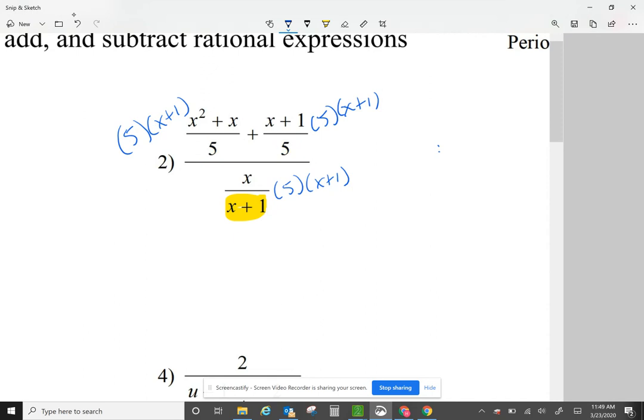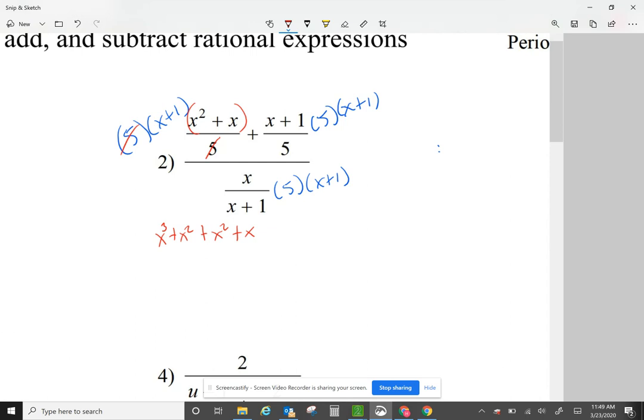All right, so looking at the first fraction, the 5s will cancel out. So I have x plus 1 times x squared plus x. We learned how to multiply it. I'm just going to do double distributive. So let me distribute the x first. It's going to give me x to the third plus x squared. All I did was distribute the x. Now let me distribute the 1. That's going to give me plus 1x squared plus 1x.